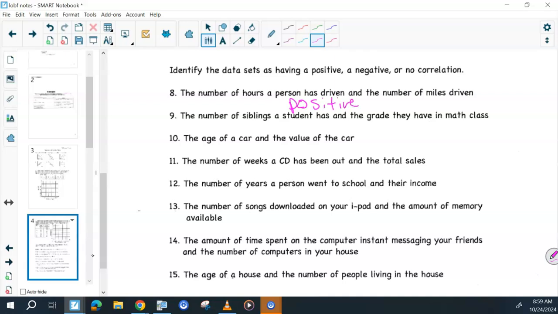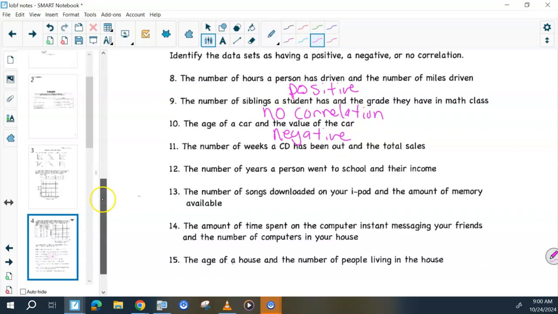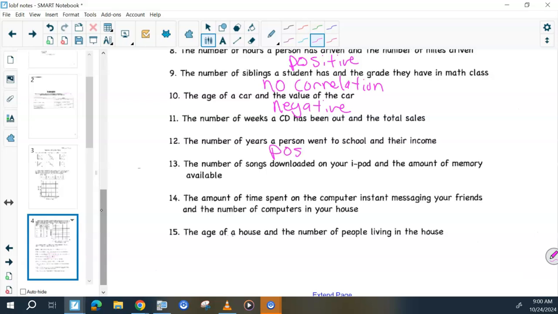The number of siblings a student has and the grade they have in math class. No correlation. The age of a car and the value of a car. Negative. So usually the older a car is, the value goes down, unless it's an antique, so that's an outlier. One more. The number of years a person went to school and their income. Positive. Typically positive. There are outliers in that situation. Okay. And you guys can look at some of the others. Go ahead to the next page.